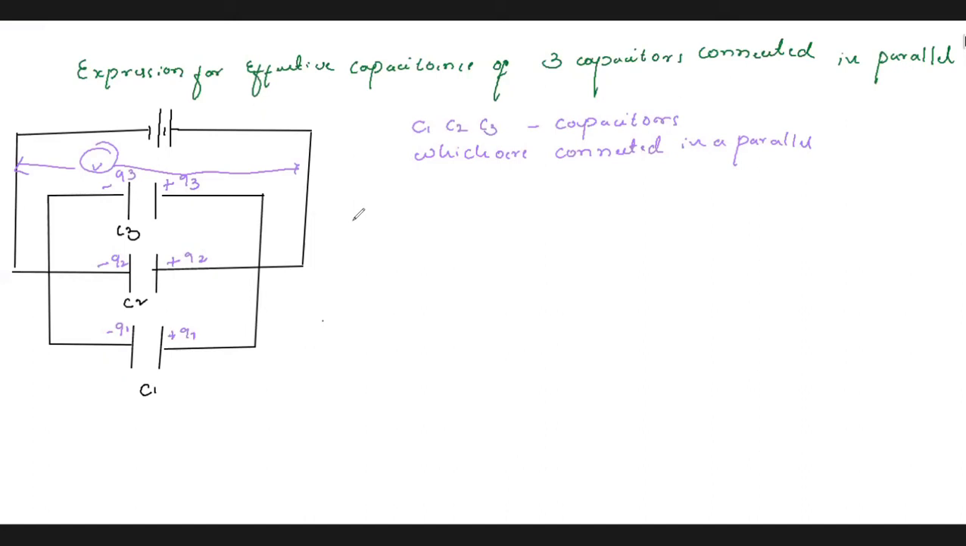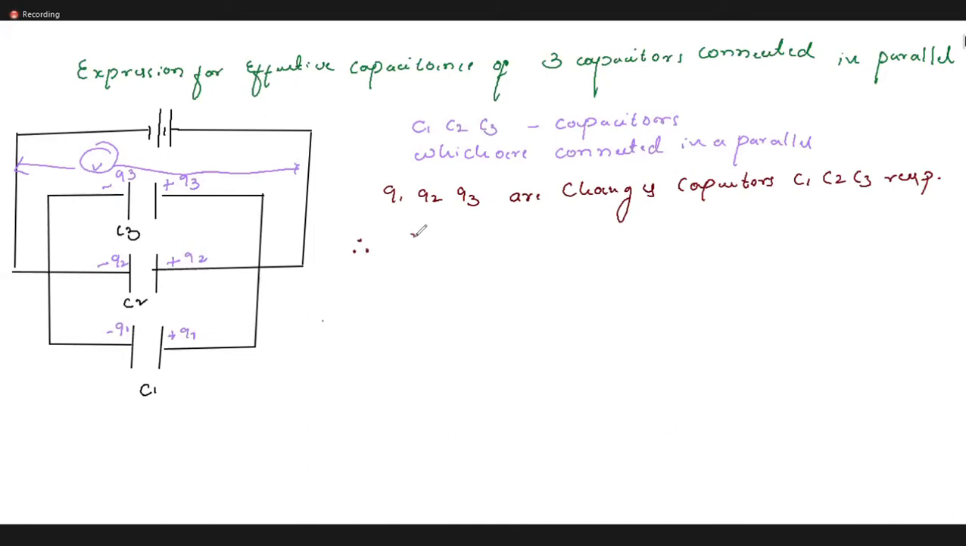Fine. So now tell me, what are the charges on the plates? Q1, Q2, Q3 are the charges on the capacitors C1, C2, C3 respectively. Am I correct? So C1, C2, C3 are the capacitors here, and the charges are Q1, Q2, Q3.